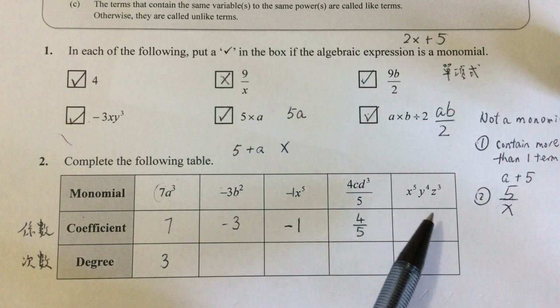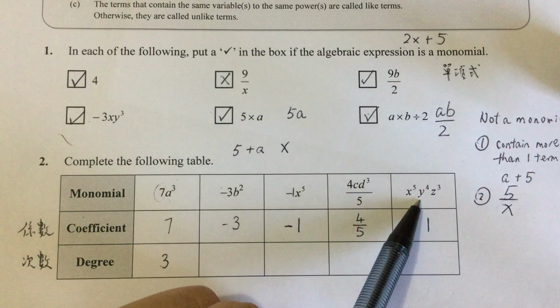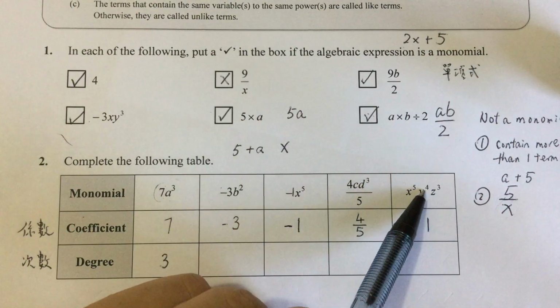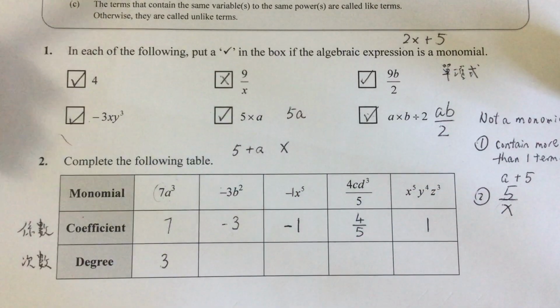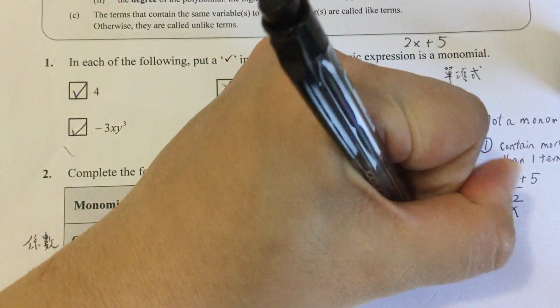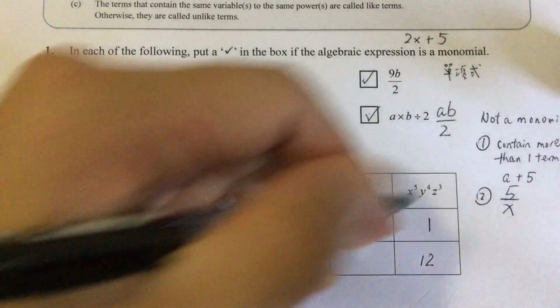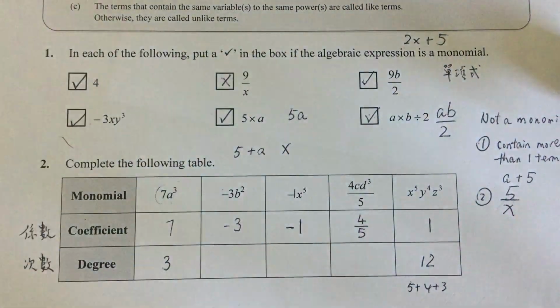And for the last one, you will see we have x with the power 5. That means we have 5 x's here, and we have 4 y's here and also z cubed. That means we have 5 plus 4 plus 3, so there are 12 unknowns multiplied together. So the degree is 12. That's the meaning of the degree. Okay, now let's do it by yourself. I must write down 5 plus 4 plus 3, to make you understand.